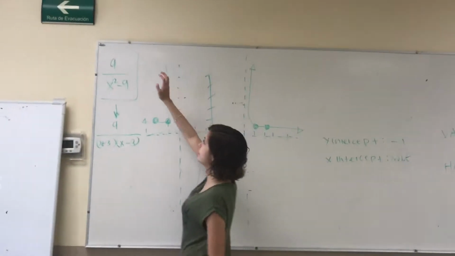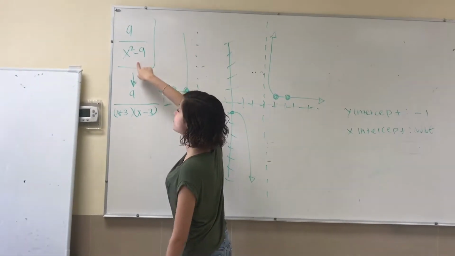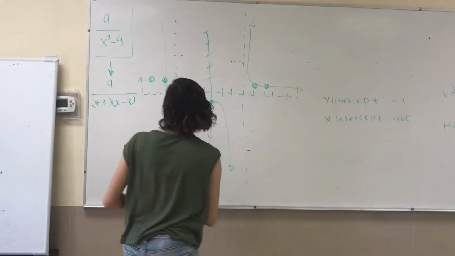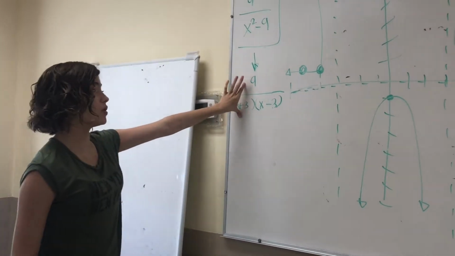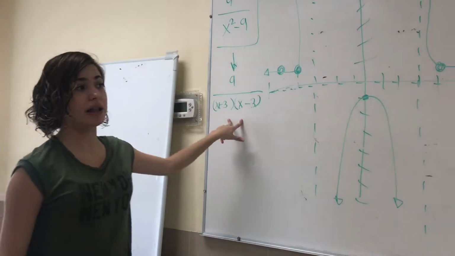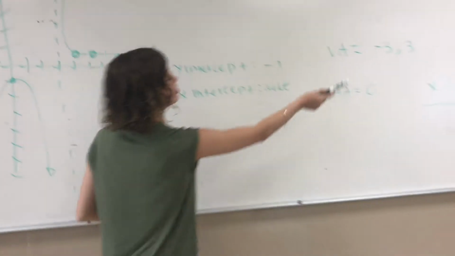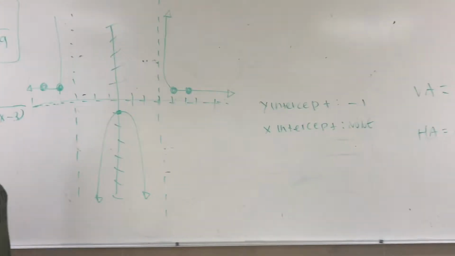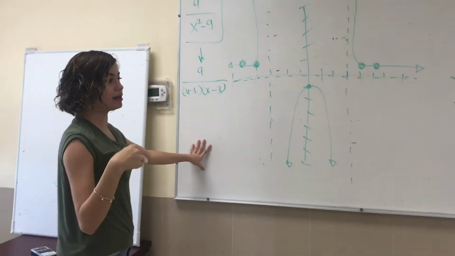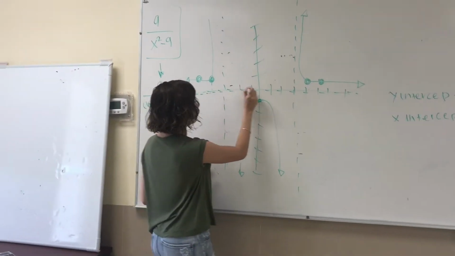So it will be the function. Here we have 9 over x squared minus 9. But we need to first factor, and we're going to see that we have two things that we can't cancel. So that means we're going to have 2 vertical asymptotes, which are going to be -3 and 3. We're going to graph them over here. Once that's done, you obviously need to get that HA. But as you see, the HA is going to give a 0, so it goes in the line.